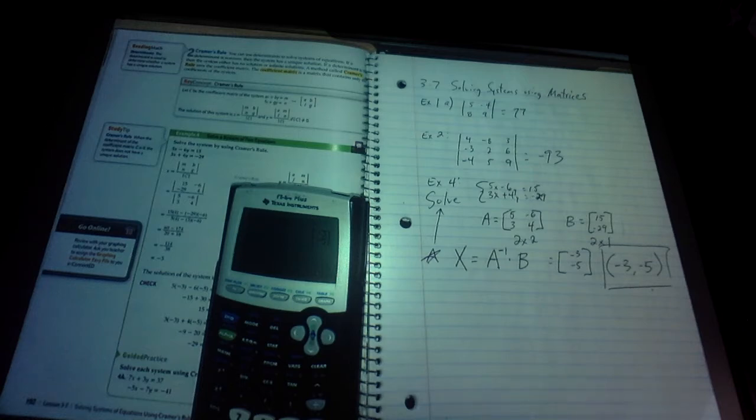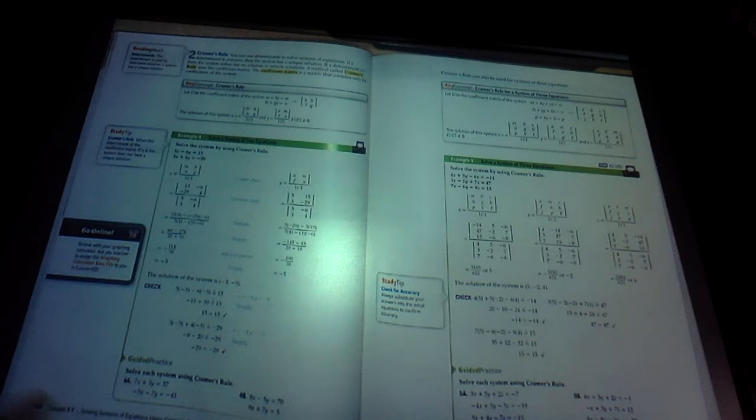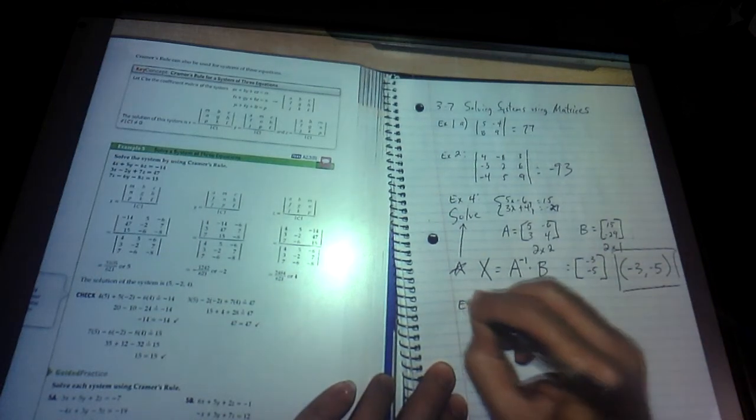The nice thing about it, 2 by 2, you can still do in Desmos, but this is really good when you get to a 3 by 3 system. So I got one more. Page 193, example 5. Let's look at it, all right?